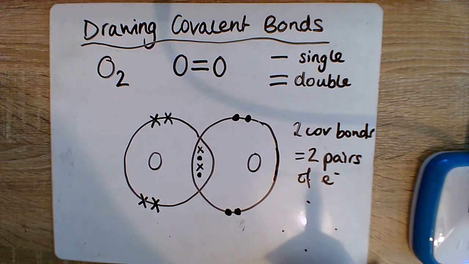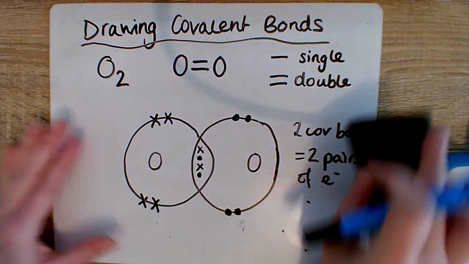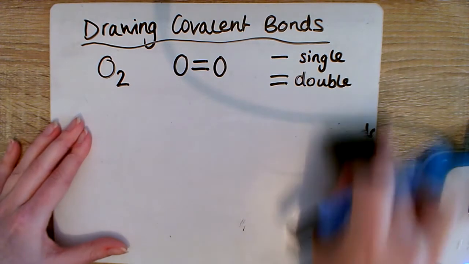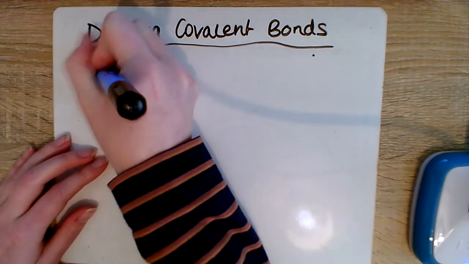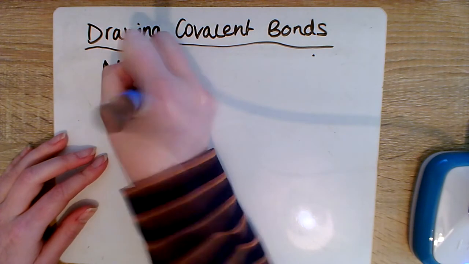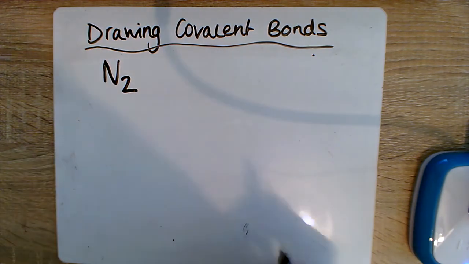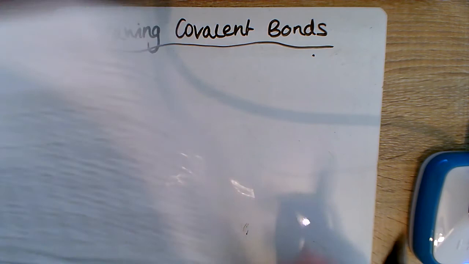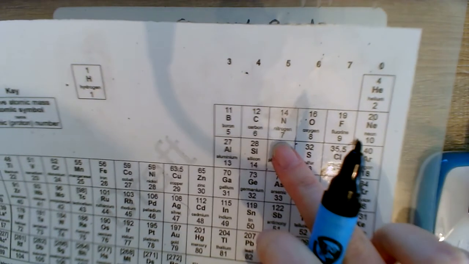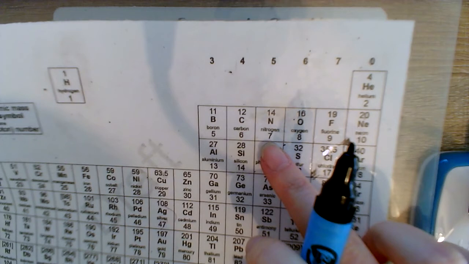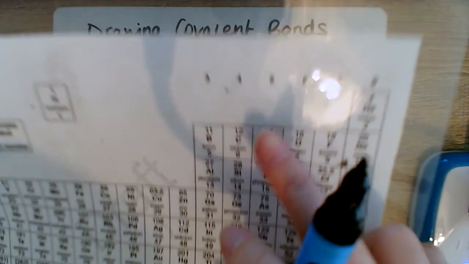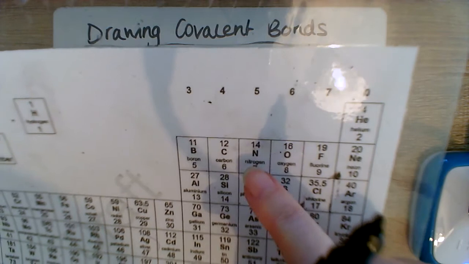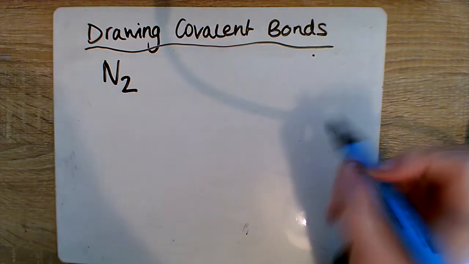So we've got 2 more examples that we are going to look at. So the next one is nitrogen gas. So we've done H2, O2, and now we're going to look at N2. So again, first thing we need to do is find nitrogen on the periodic table. So nitrogen is there on the periodic table. So we can see that nitrogen has got 7 electrons and it's in group 5. So we know it's got 5 electrons in its outer shell.